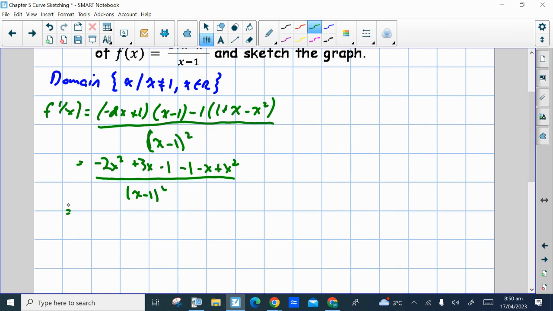So when I simplify this, negative 2x squared plus x squared is negative 1x squared. I've got a 3x minus a 1x, which will be plus 2x, and negative 1 take away 1 is minus 2.